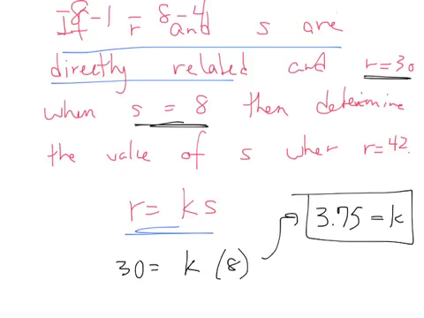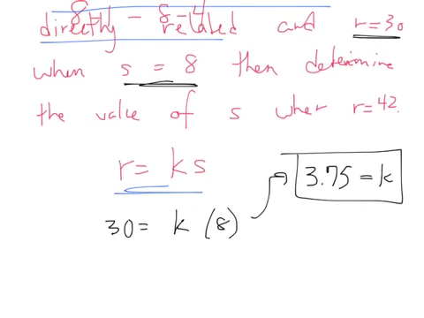So we've got the K value. So this was our generic equation a moment ago, wasn't it? The generic equation for direct variation. Now that I've got K, what can I write? Now you can solve for S, right? Yeah, so you can do 42. But just tell me the equation first. R equals now. R equals 3.75 S.